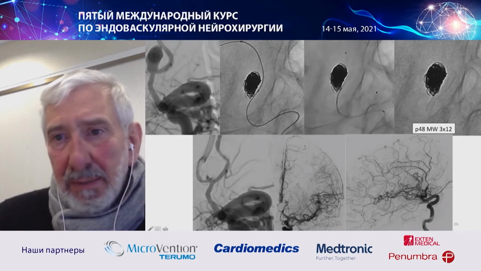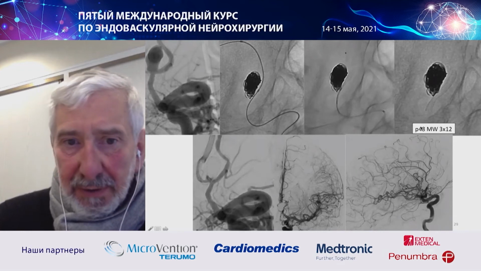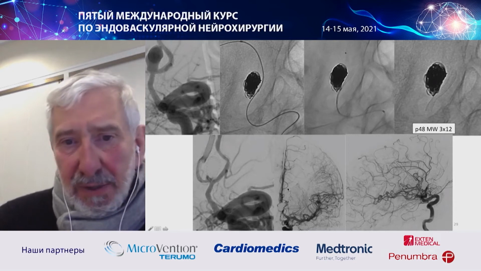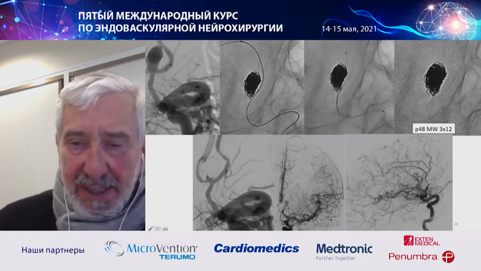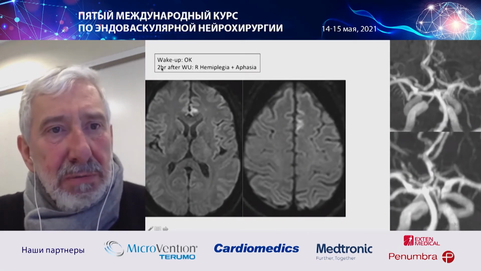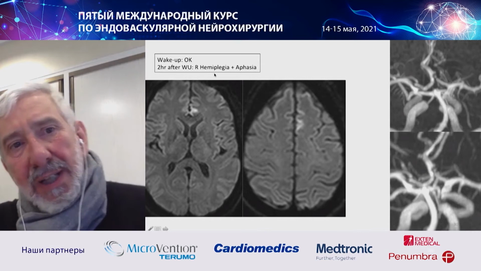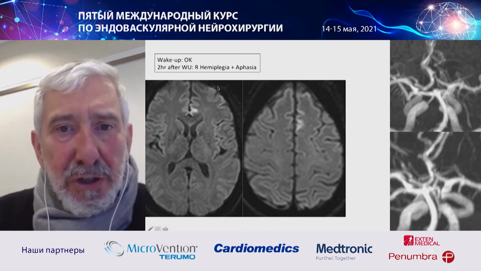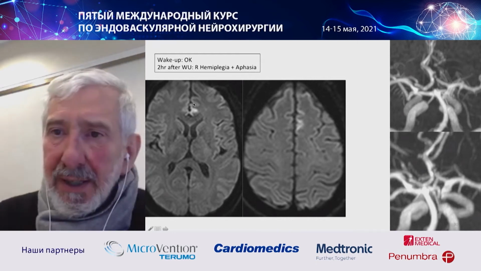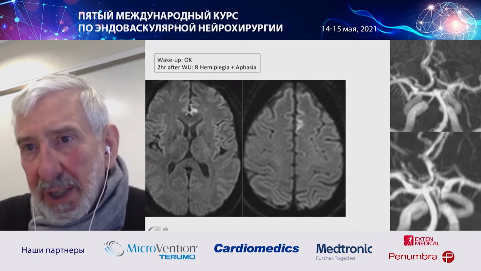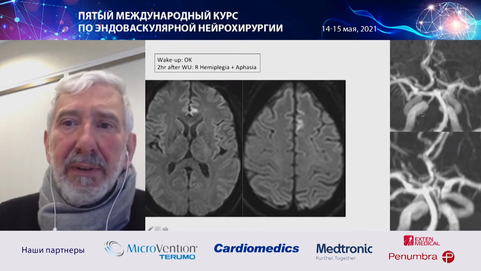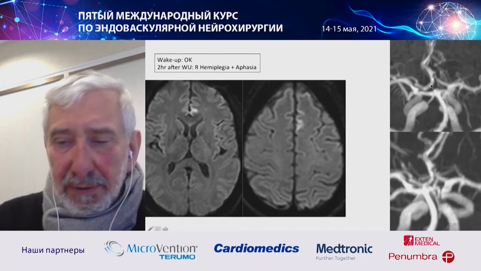So coiling, deployment of the flow diverter. You see it's a P48 MW 3/12. It is the final control angiogram. Everything is okay, the wake up was okay, but 2 hours after wake up, what we had is right hemiplegia and aphasia. So what we are doing is MRI showing this spot in the frontal area and showing also that we have a problem with the A2 segment, you see it here on the left side.